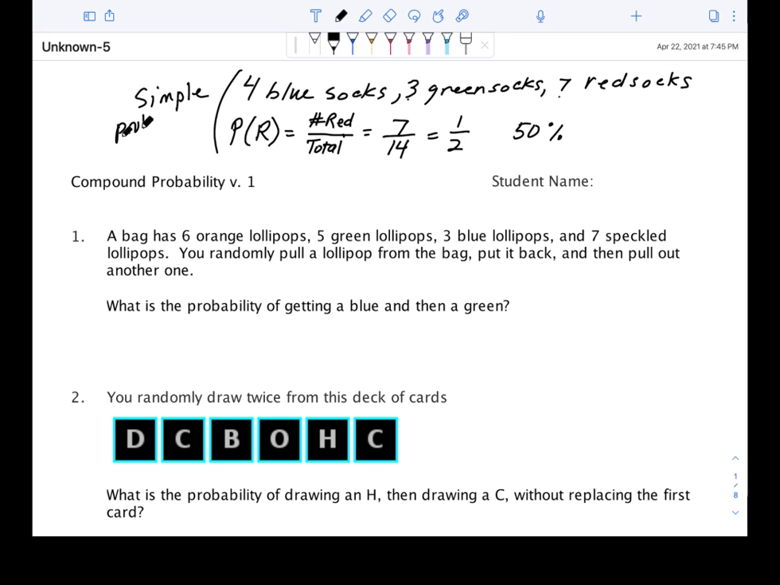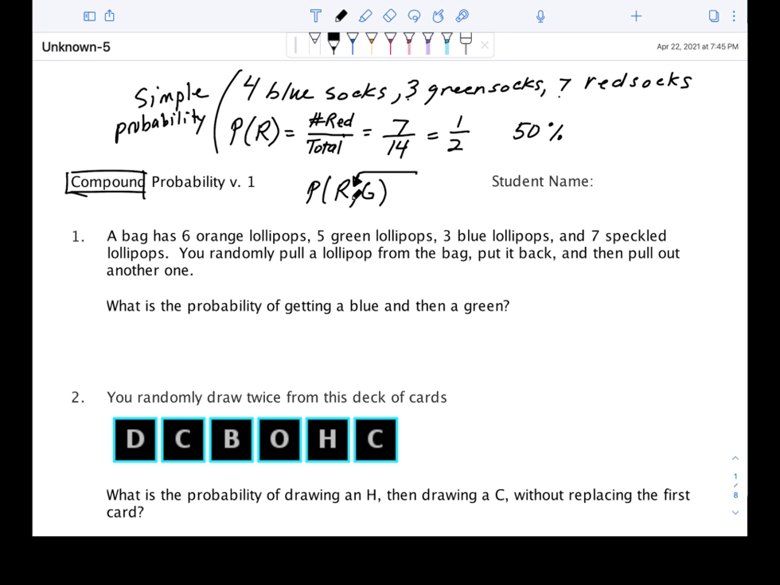So one day I'm bored and I really want to know, what is the chance of me pulling that red sock out and then immediately pulling out a green sock? There are all these different ways that we can find these more complicated probabilities, and in this case, it's compound probability. There are two types of compound probability. It's really asking what is the probability of two events happening, and how we calculate that is going to depend on what happens next.